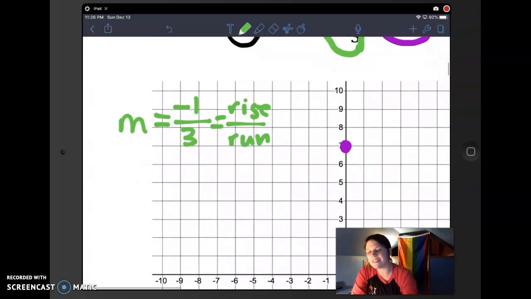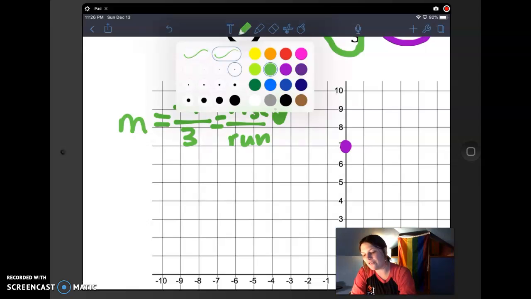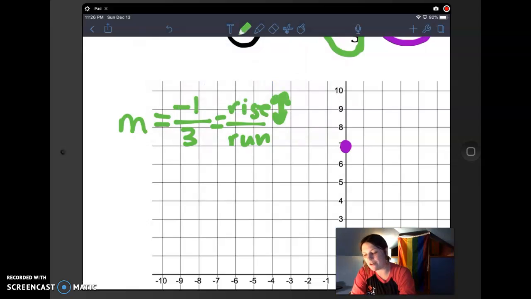Our rise is a -1. So that might be a little confusing, but remember, the rise actually means up or down. And so when it's a negative, that means we're going to go down. So we're going to go from our b value, go down 1. And then the 3 is the run. Remember, 3 is the left or right, the back and forth. And so since it's a positive 3, we could even put a little positive in front of the 3 just to remind us. The positive direction on the axis is to the right.